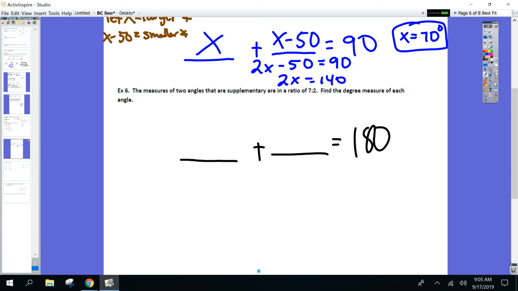Little different now. I don't think many of you are used to this. The two angles are in a ratio of 7 to 2. Here's what that means, and you don't have to write this down. That means one angle could be 7 degrees, the other could be 2 degrees. But I know that's incorrect. Why? It has to add up to 180.